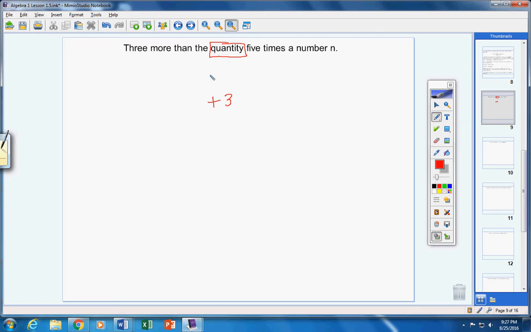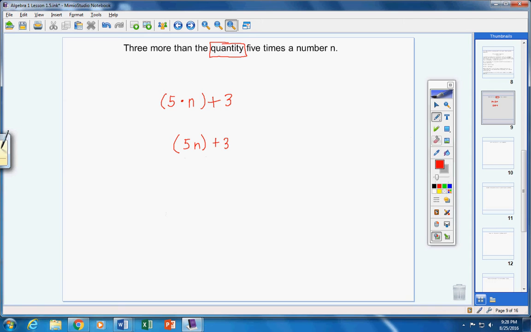A quantity. Now a quantity usually means parentheses. Usually, because it means we're going to have a quantity. What is that quantity? 5 times a number n. So 5 times a number n. Don't put an X, that's too confusing in algebra. Put a dot. And then instead of the dot, if you want to, you can just put 5 in front of the n. And there we go, we're finished.